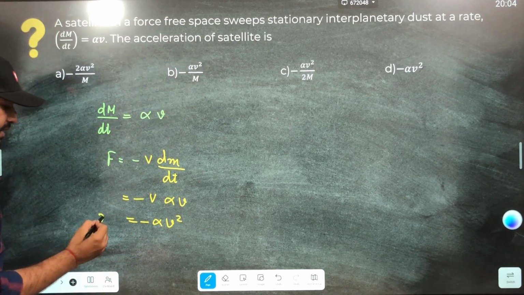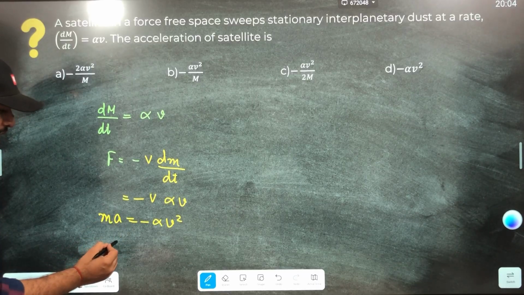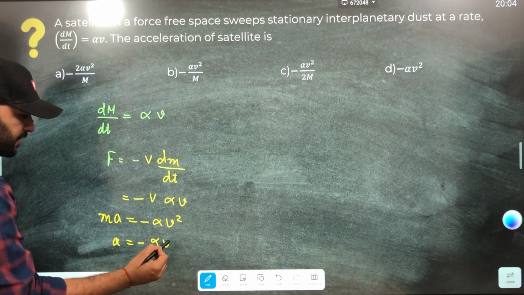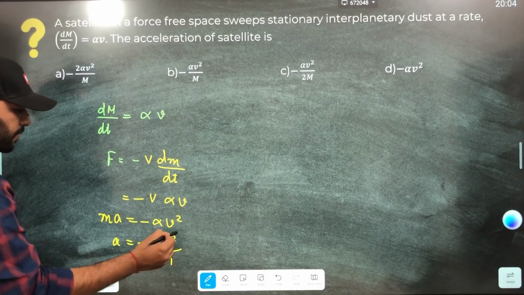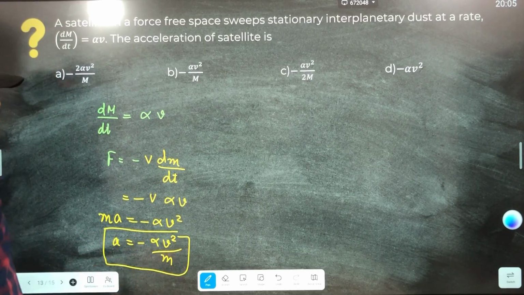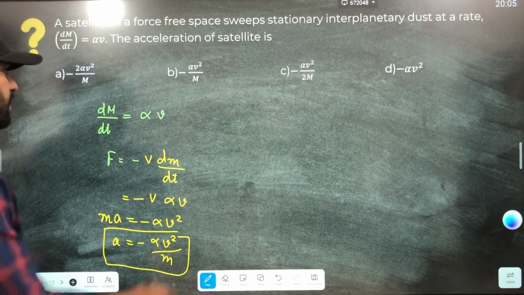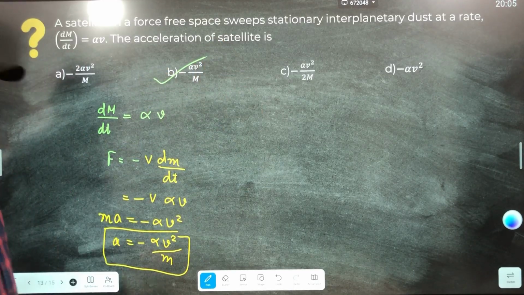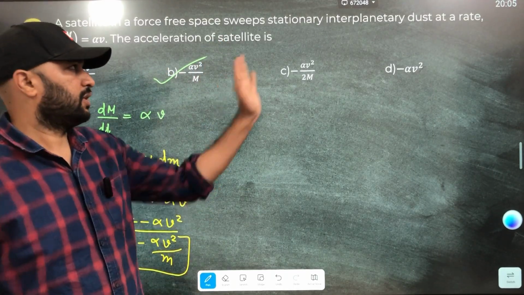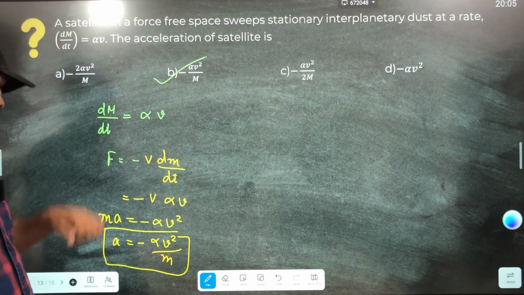So we can write here by Newton's second law, F equals ma, and acceleration will be equal to minus alpha v square by m. Straightforward, simple problem. Okay, minus alpha v square by m, that's option B. I hope this is clear, right? Simple. Only students get confused by looking at such equations. Okay, let's see the next one.